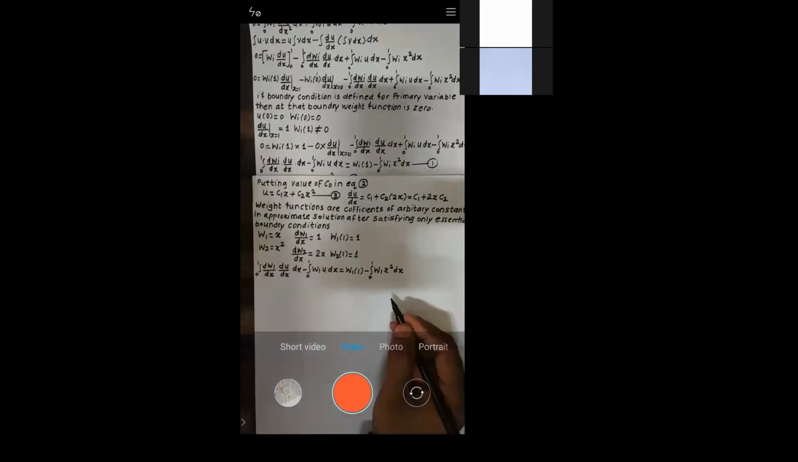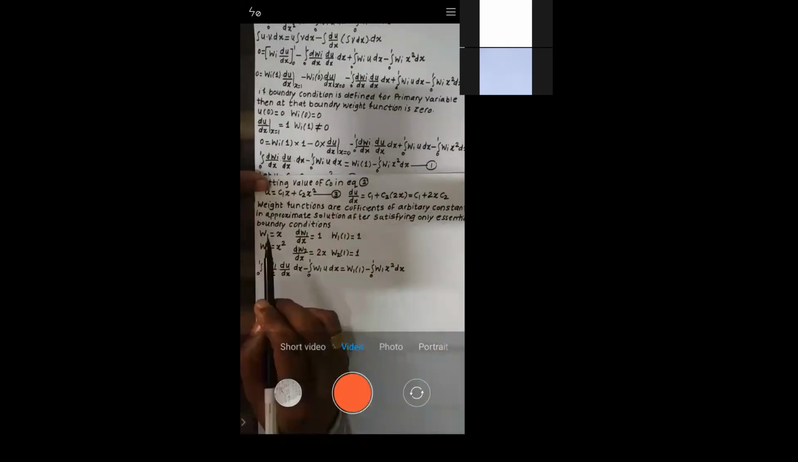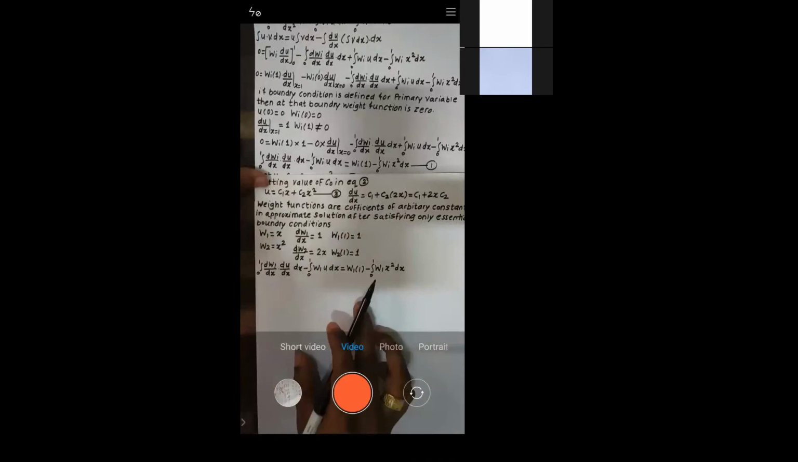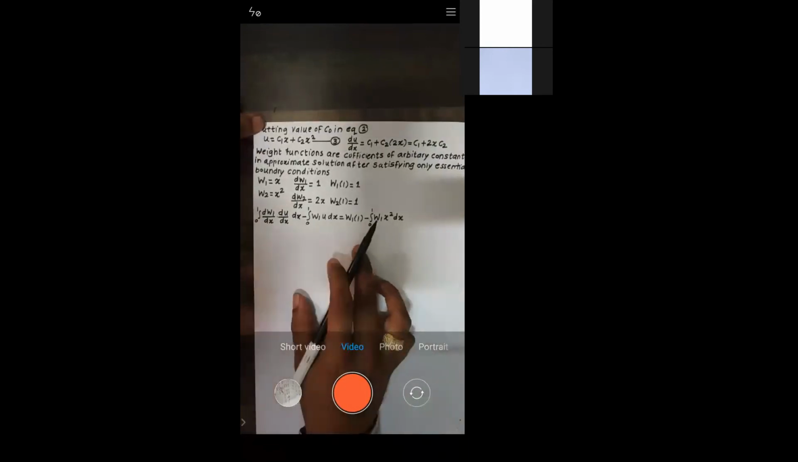See, in this equation I put i is equal to 1 because I have two weight functions. So initially I'll put i is equal to 1. After that, I will put i is equal to 2. Is it okay? Let me know.